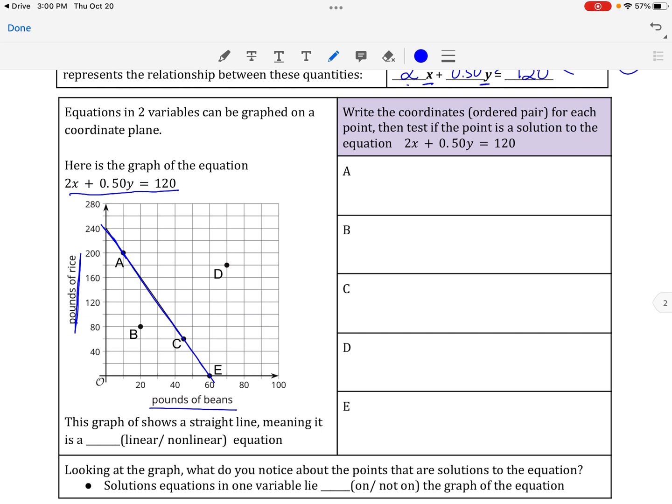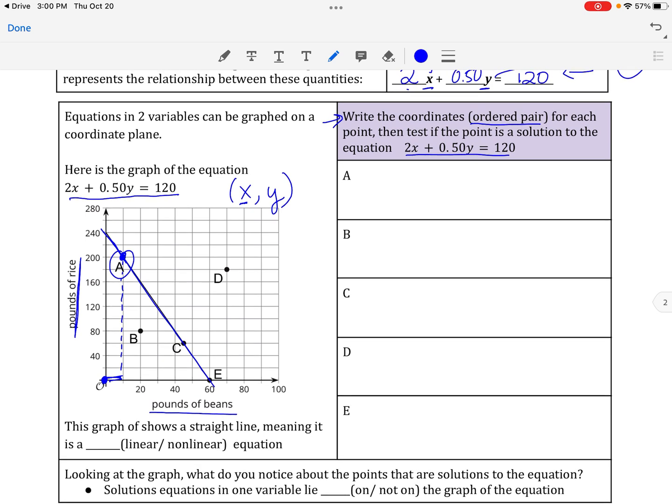So the first task for us is to write the coordinates, the ordered pair for each point, so points A, B, C, D, and E. Then test if the point is a solution to the equation. So let's do point A together. The coordinates on a graph are always listed with the x value first and then the y. What that means is we start at the origin, and it's asking how many steps do we need to take in the x direction, and then how many do we need to go in the y direction to get to our point from the origin.